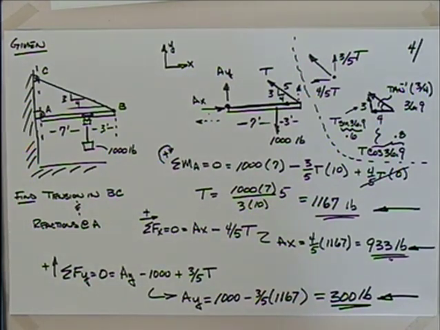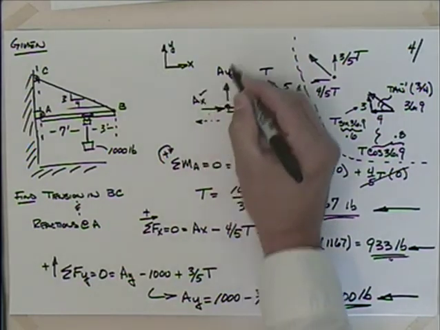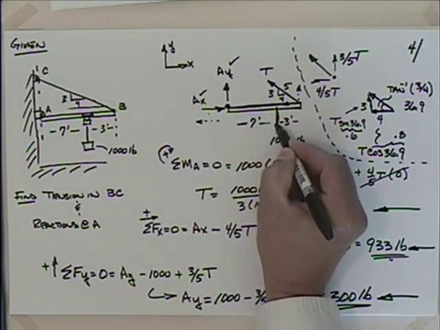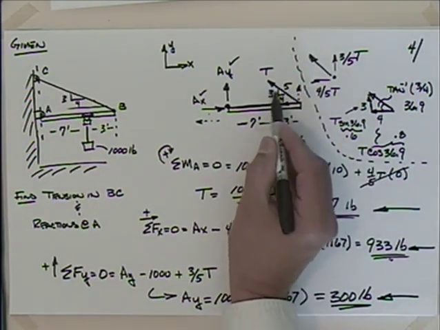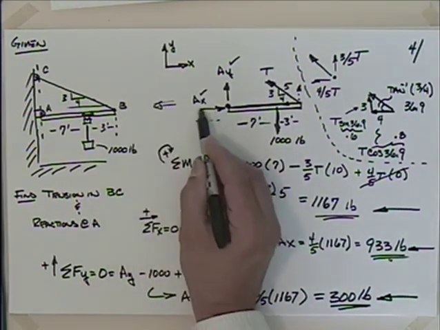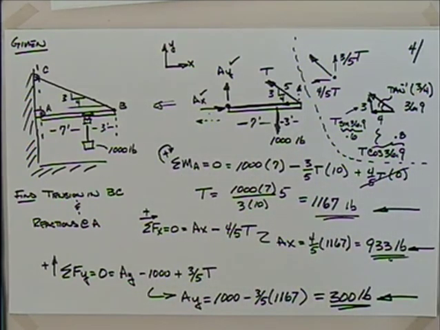Okay, so let me double check those answers. T is 1167. The Ax value is 933, and the Ay value is 300. So again, I did okay on my guesses on my direction because I came up positive, which hopefully makes sense. You need something to support this because this is going to be pulling it down. And as this guy is being pulled back this way, that's going to try and move this whole thing that direction, isn't it? So we'll need something to resist that. So it should make sense that Ax is going to the right, and a fairly large number.